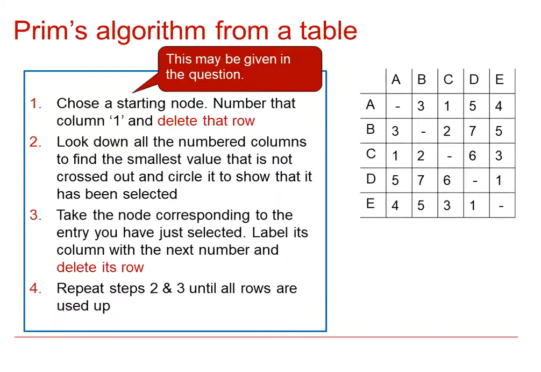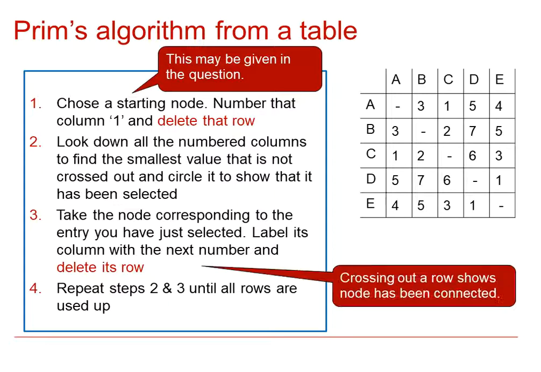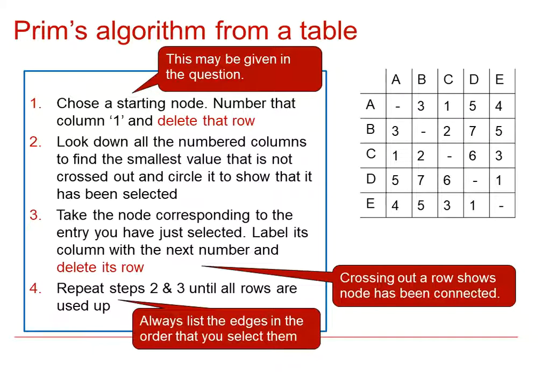The starting node may be given in the question. Crossing out a row shows that the node has already been connected. And always list the edges in the order that you have selected them.